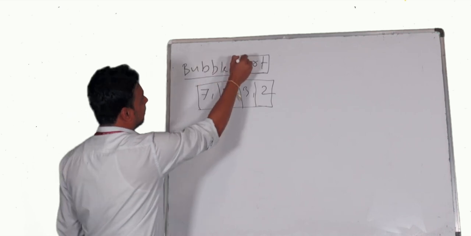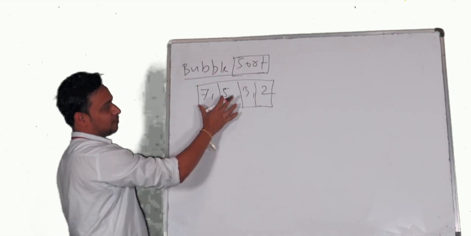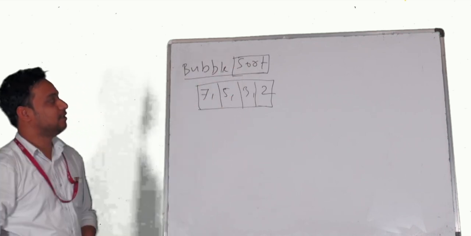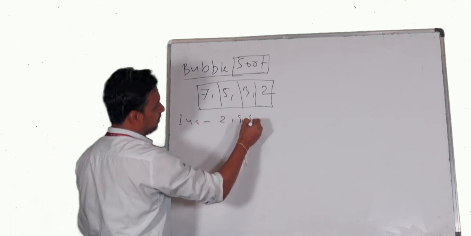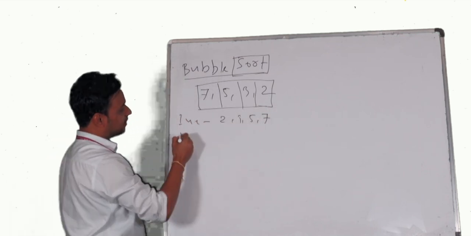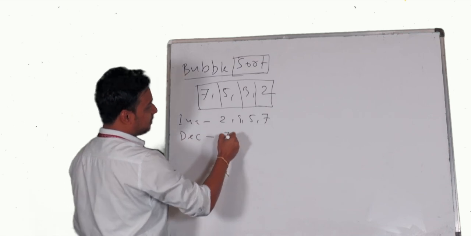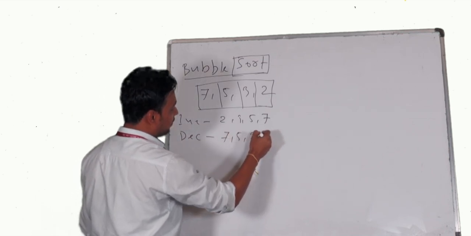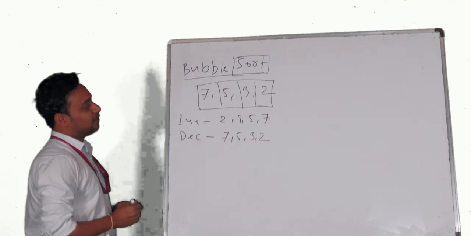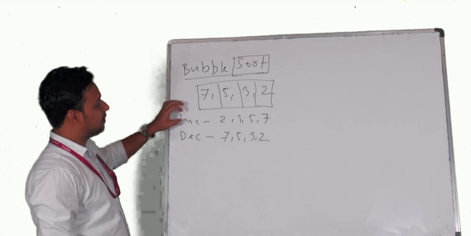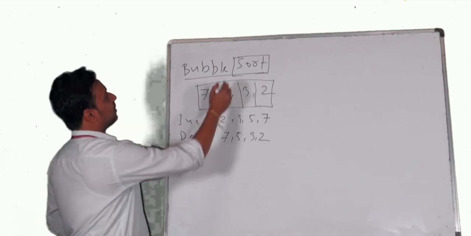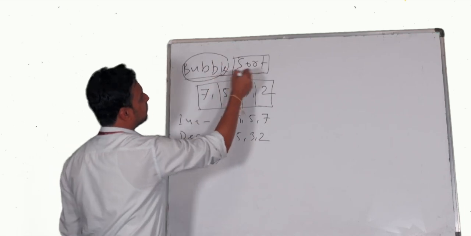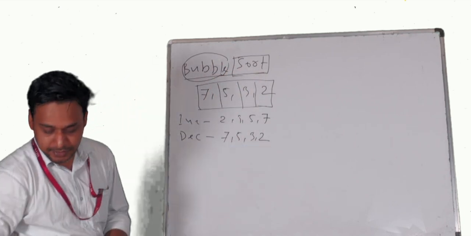So the problem of sorting says that we have to arrange the numbers either in increasing order, maybe like 2, 3, 5, 7, or in decreasing order like 7, 5, 3, 2. So the problem is sorting. We have to arrange the numbers either in increasing order or in decreasing order. Now the technique used here is called bubble sort. So what is the technique used in bubble sort?